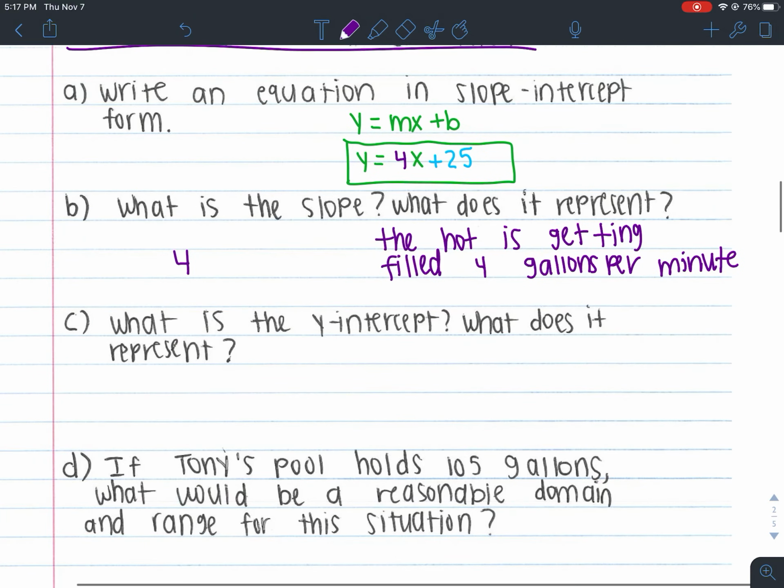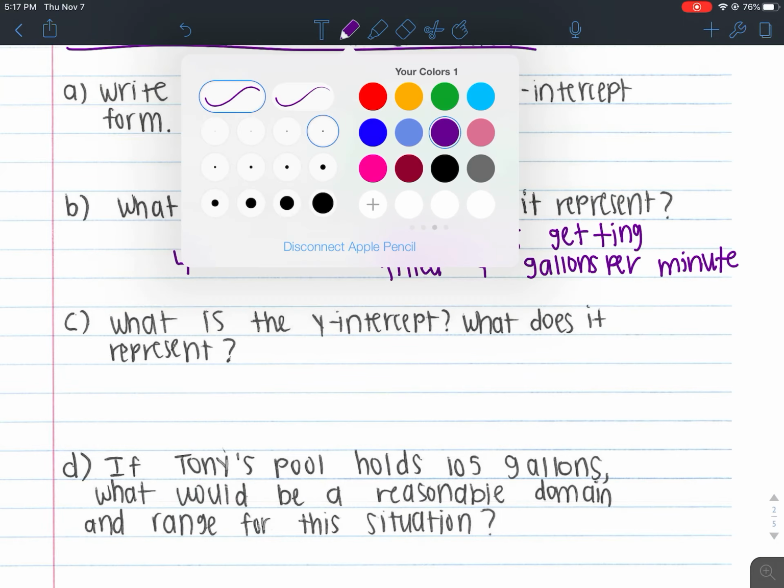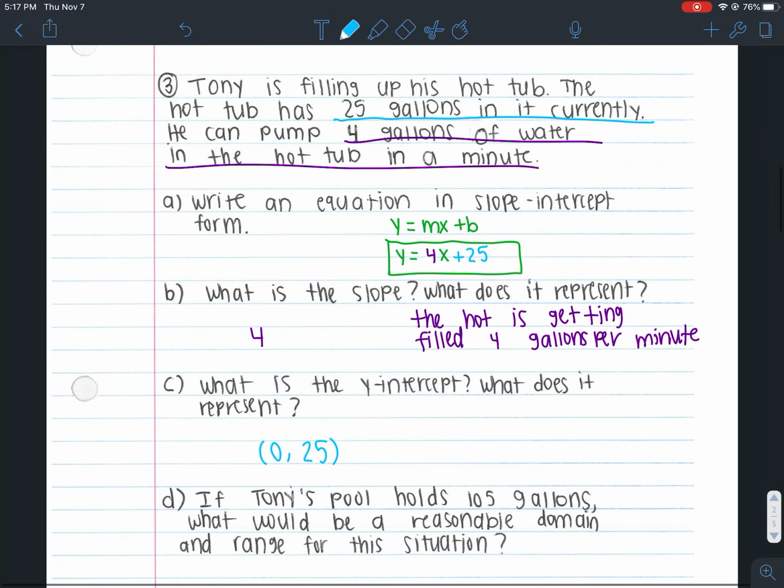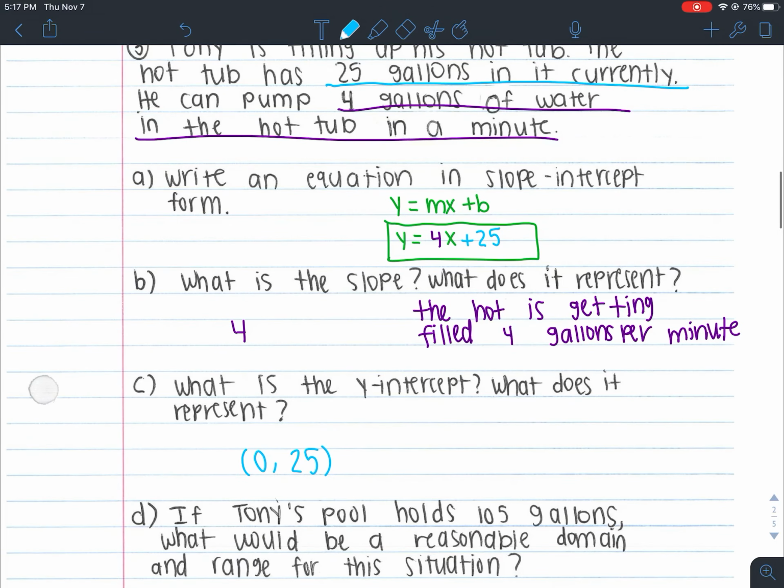Okay, the next thing we're asked to find is what is the y-intercept? What does it represent? Well, our y-intercept here is going to be (0, positive 25). Well, what does it represent? Remember, the y-intercept is your starting value, so it's going to indicate to me that it has something to do with that. Well, we know that he had 25 gallons in it already, so he started with 25 gallons already in the tub.